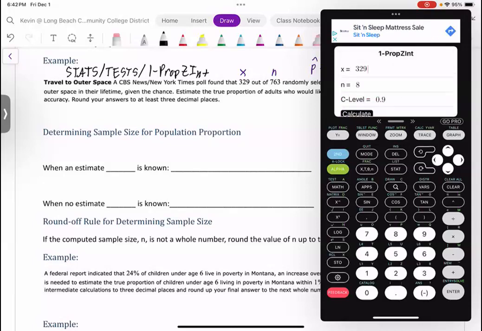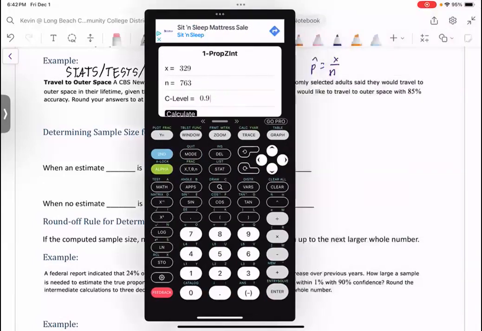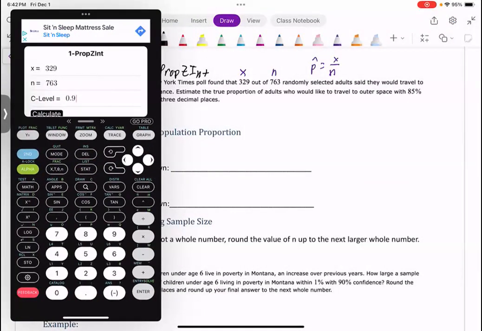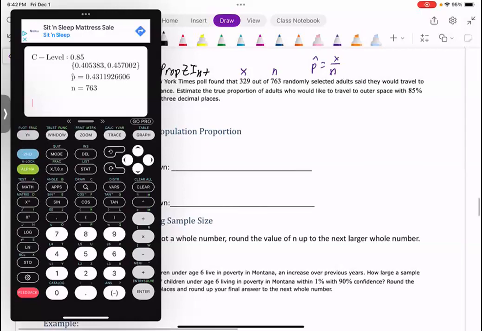It wants to know x. X in our case is 329. It wants to know n, which is 763. And our confidence level is 85%. That's somewhat of an unusual one, but we can handle it. And then calculate. And there we are. Done. We love our calculators. Round to 3 decimal places.